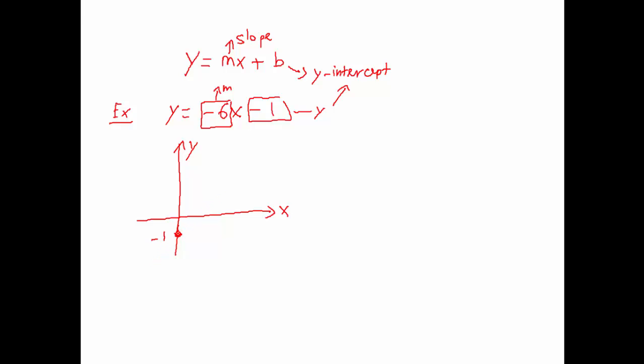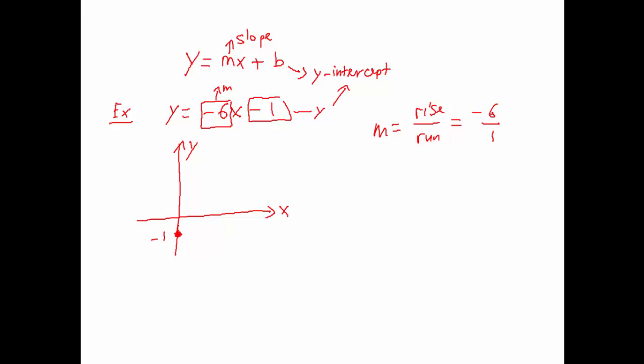So how do I find the second point? The second point will depend on the slope. The slope is defined as the rise over the run. In this case we have negative 6. So how do I plot this? Negative 6 can be rewritten as negative 6 over 1, because negative 6 divided by 1 gives you negative 6. So the rise, or the top, is negative 6 and the bottom is 1.